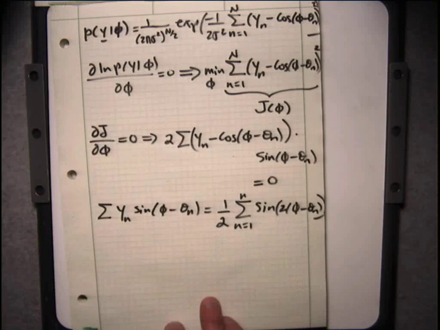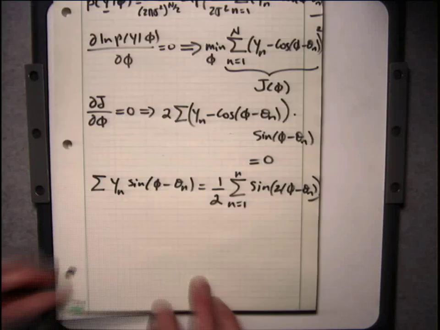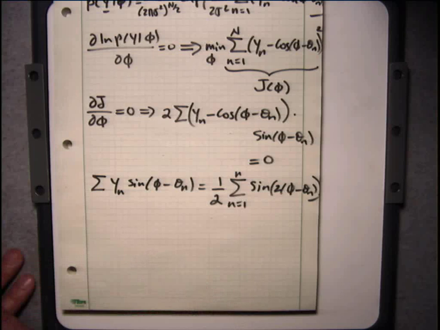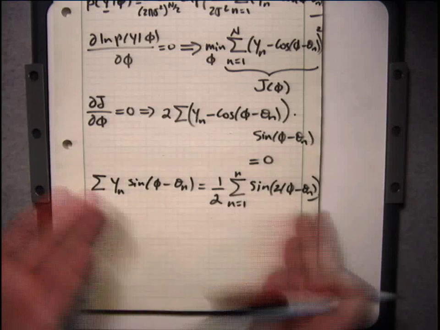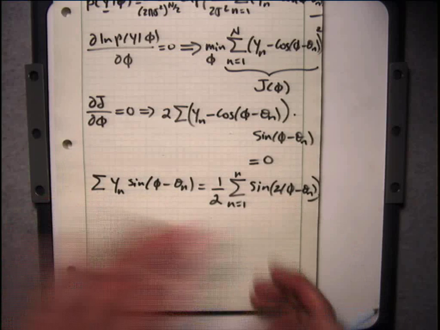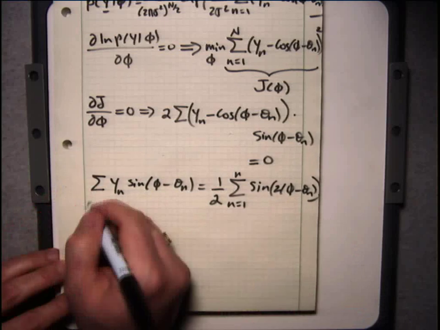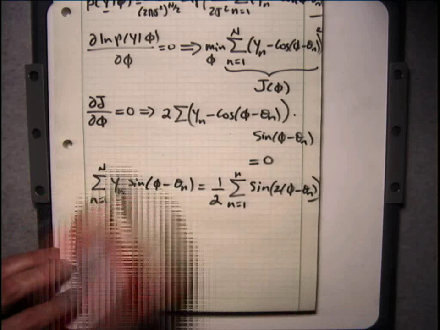Okay, so now I need to make some approximations because what I want to do is solve for this phi, and it's kind of a mess, right? It's inside the sine, and the sine is inside the sum, the same thing over here, n equals 1 to N.